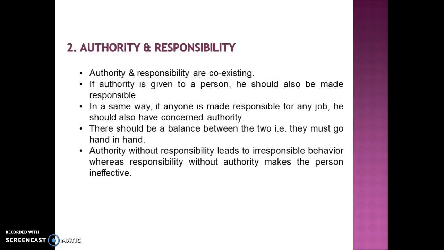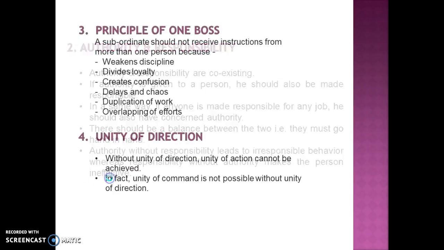Second one, authority and responsibility. All organizations have some authority, and these authorities carry responsibilities. So if authority is given to a person, the person should also be made responsible. Authority without responsibility leads to irresponsible behavior, whereas responsibility without authority makes the person ineffective.